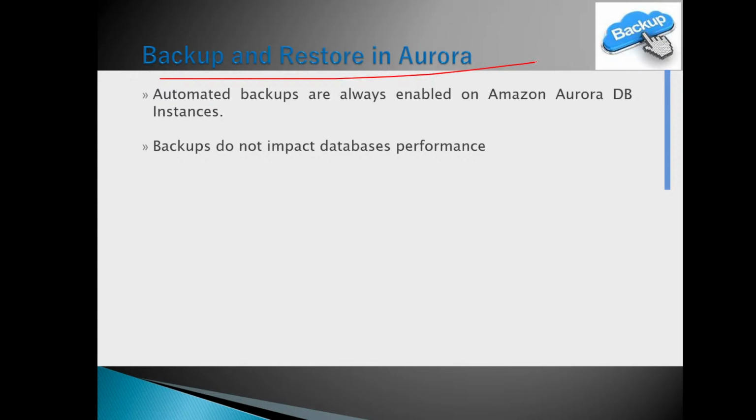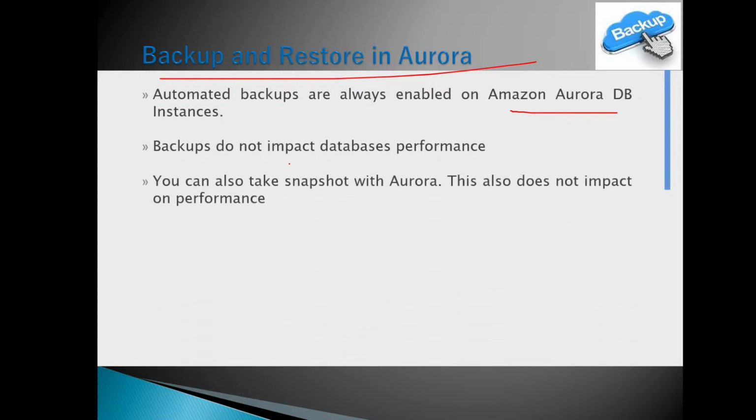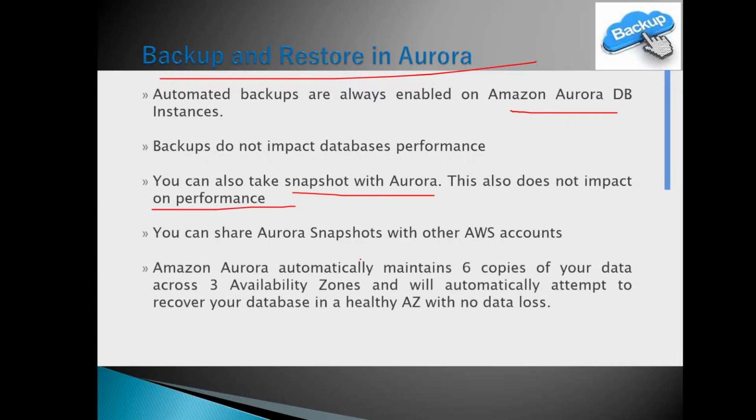Now backup and restoration. Backups are always enabled in the Aurora database. Backup does not impact the performance of your database. You can always take a snapshot with Aurora. Snapshots mean manual backups, and this also does not impact any performance on your database. You can share Aurora snapshots with another account. Amazon Aurora automatically maintains 6 copies of your data across 3 availability zones, and will automatically attempt to recover the database in a healthy availability zone with no data loss.